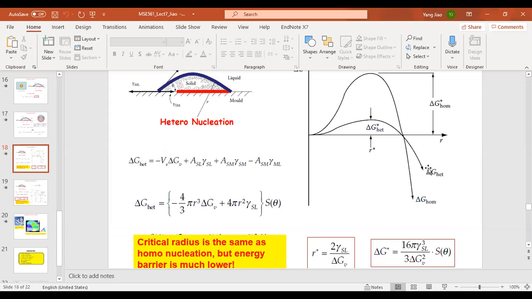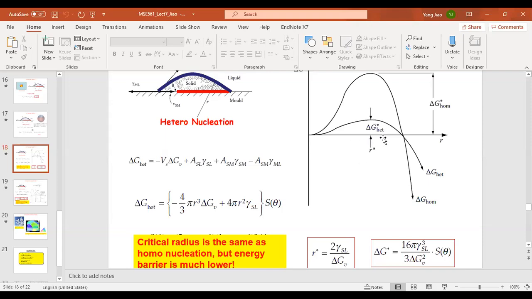And there are two obvious observations here. Number one, because the curve for the heterogeneous nucleation is simply a rescaling of the one for homogeneous nucleation, both of these curves have exactly the same location for the critical size of the nucleus, right? Because if you take the derivative of this curve with respect to r, it has nothing to do with the scaling factor. So they're going to have exactly the same location for the local maximum. This means that for both heterogeneous and homogeneous nucleation, if you impose the same degree of supercooling, you're going to have the same critical size of the nucleus.